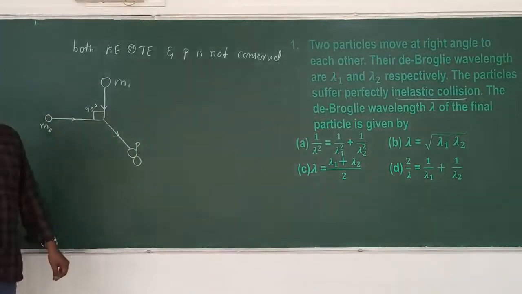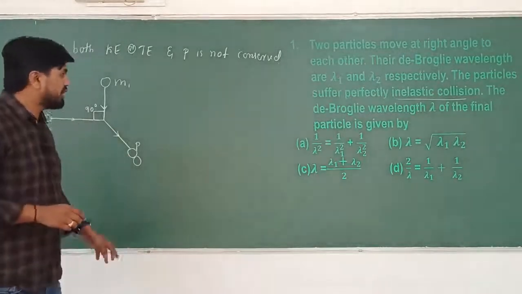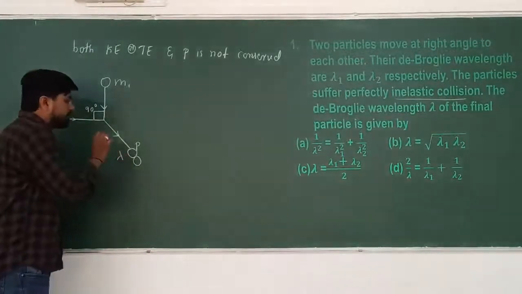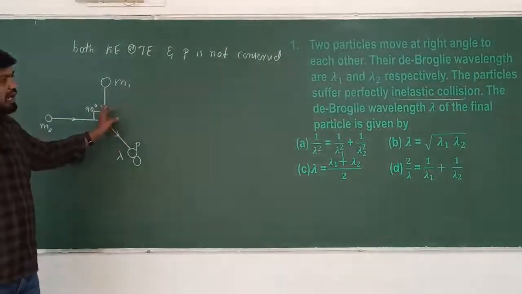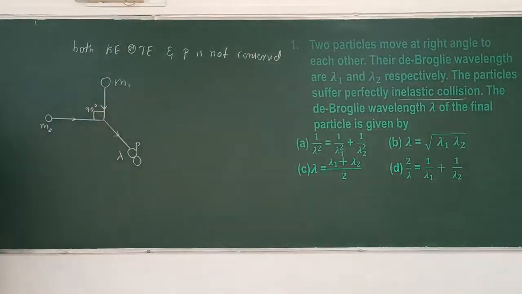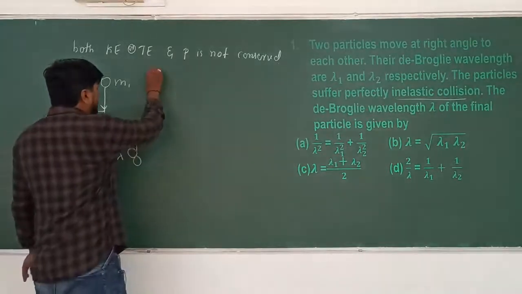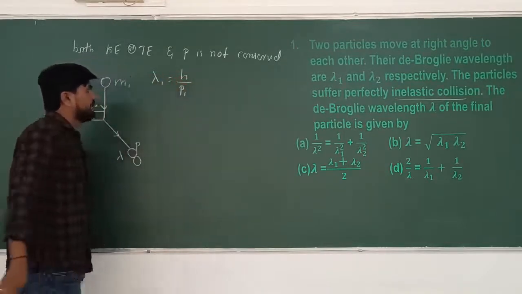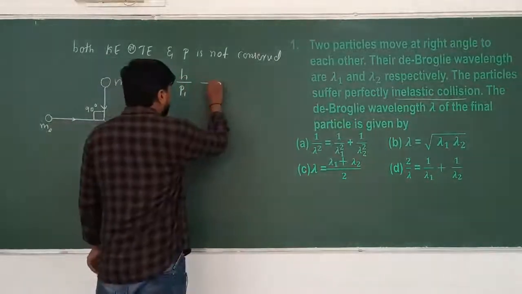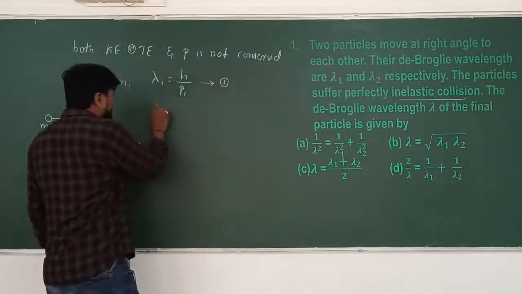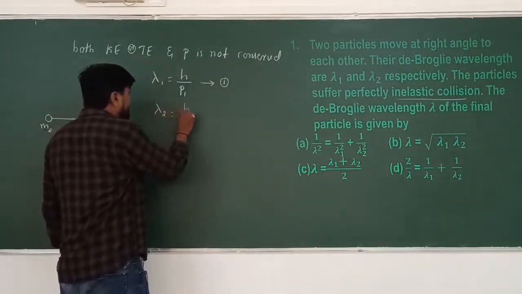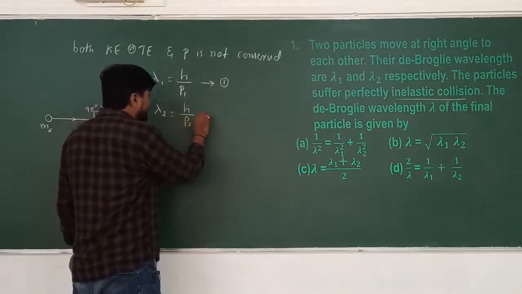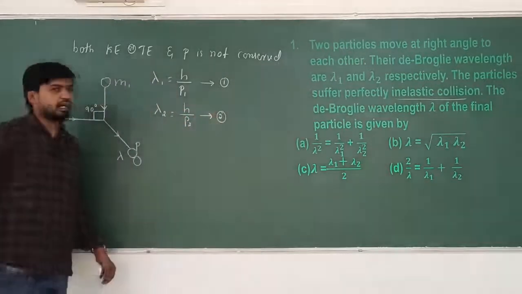What are they asking us to calculate? They are asking to calculate the de Broglie wavelength of the net particle after inelastic collision. So first of all, de Broglie wavelength is calculated using the formula: for the first particle, lambda 1 is equal to h by p1. Let this be equation 1. For the second particle, lambda 2 is equal to h by p2. This is the second equation.